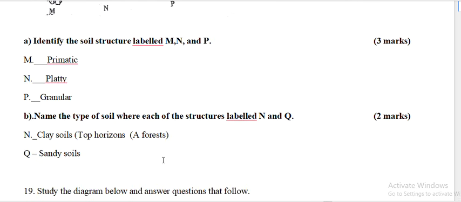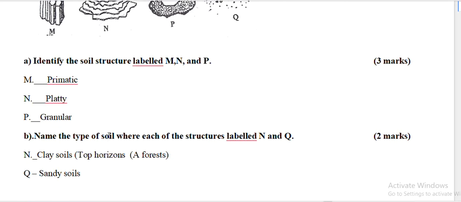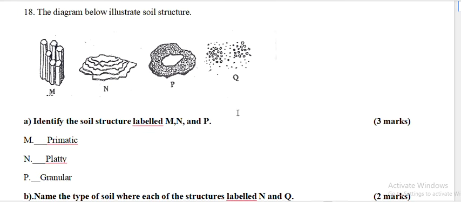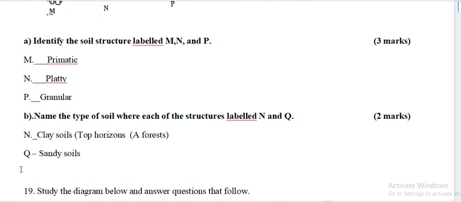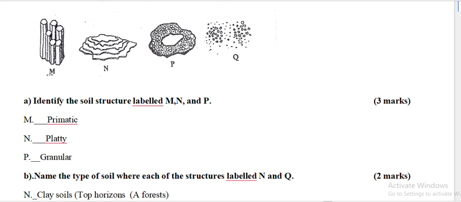Name the type of soil where each of the structures labeled N and Q are found. N, that is a platy soil structure, is found in clay soils or top horizons of forests. Then Q, the single grain soil structure, is found in sandy soils, because you can see it has large air spaces.